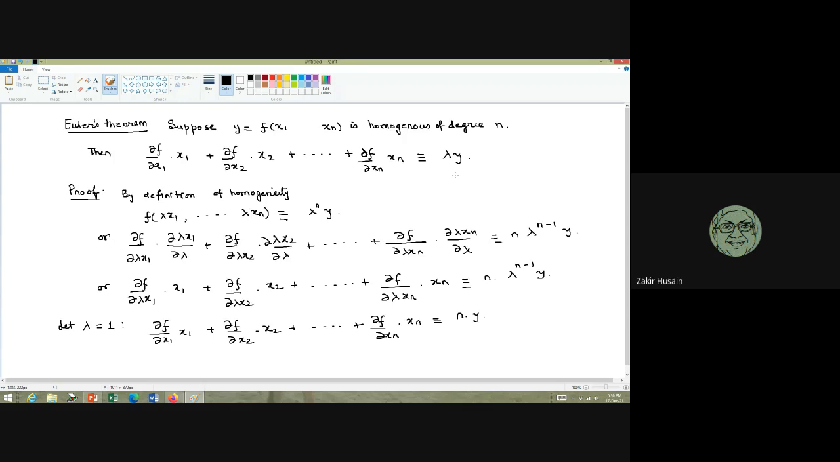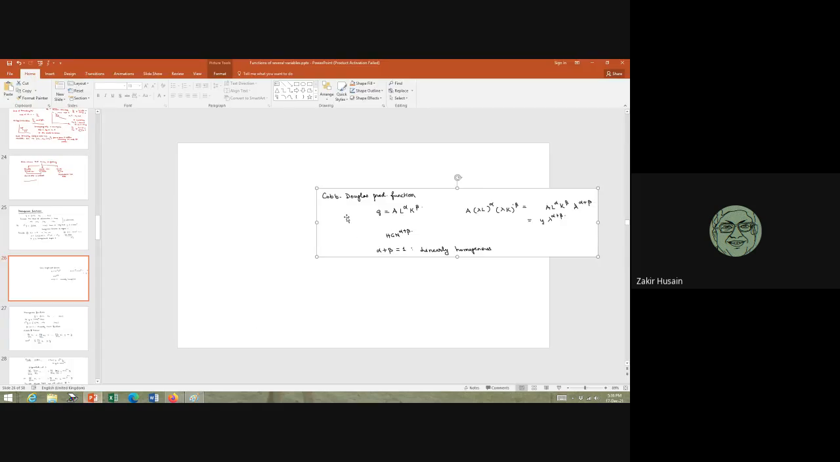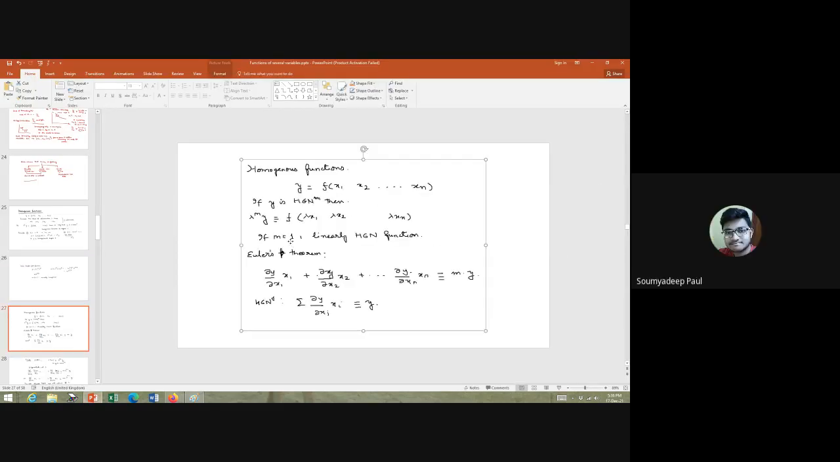Sorry, sorry, I have made a mistake here. Written the theorem wrong. This should not be lambda. It's the degree of homogeneity. So it should be n. Okay, is it clear, everyone? Yes, sir.